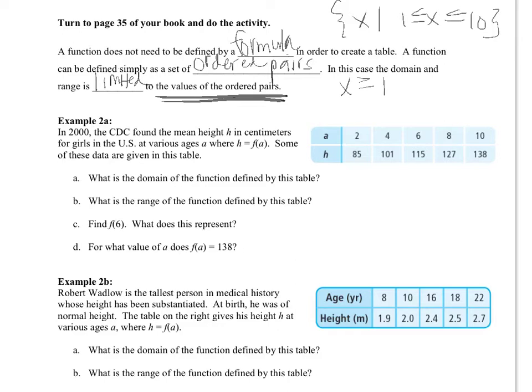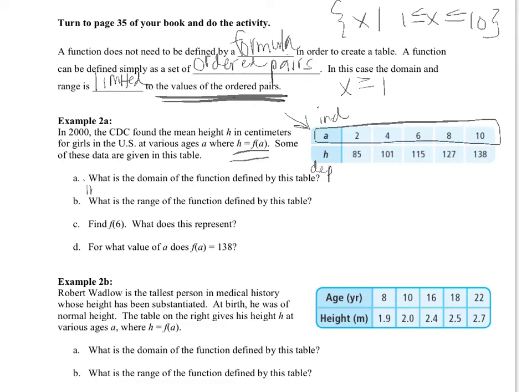Example 2a. In 2000, the CDC found the mean height h in centimeters for girls in the U.S. at various ages a, where h equals f of a. So we know f of a is the independent, h is the dependent. Some of these data are given in this table. What is the domain of the function defined by the table? So we know that the domain is the independent, so it's going to be all those a values. But we're not going to write it using set builder notation. We're going to write it differently this time.